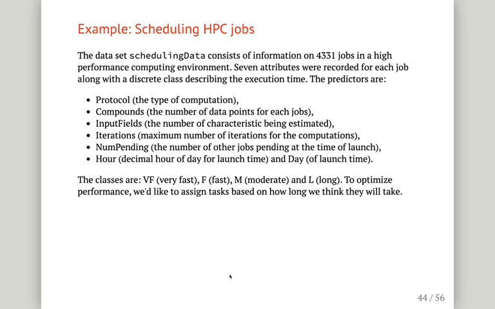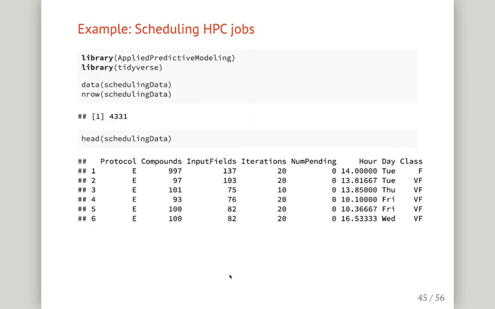So we'd like to optimize our performance and see if we can come up with some way to, based on these input variables, estimate how long the computation will take. This data set comes from the Applied Predictive Modeling package in R. So I'll call the Applied Predictive Modeling library. We'll take a look at the scheduling data just to get an idea for what is involved.